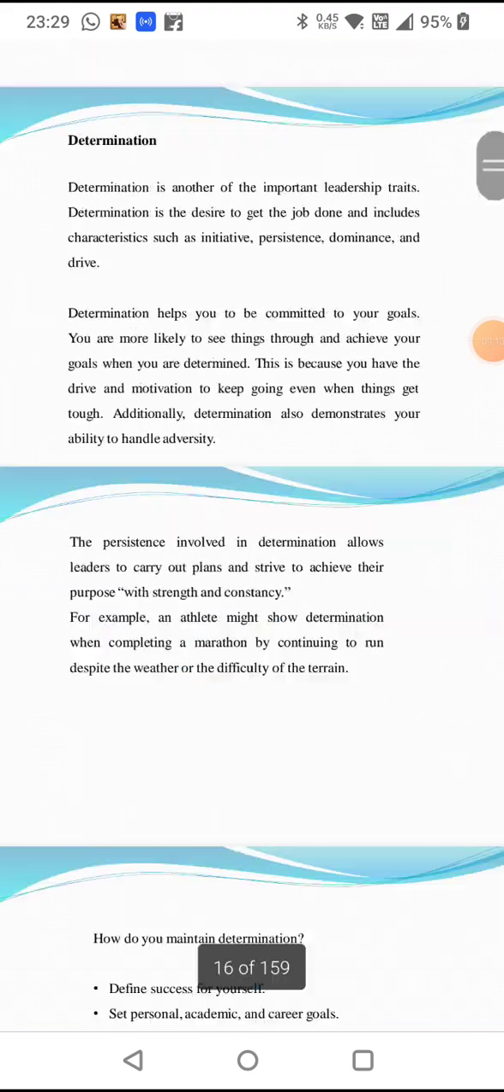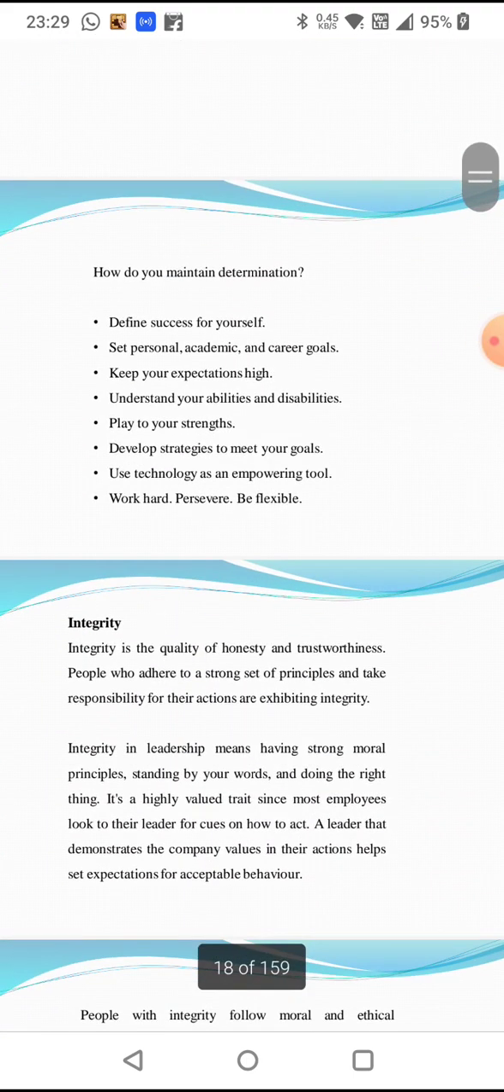How do you maintain determination? Define success for yourself, set personal or academic goals, keep your expectations high, understand your abilities and disabilities, play to your strengths, develop strategies to meet your goals, use technology, work hard.